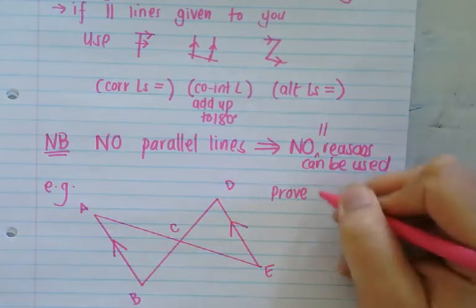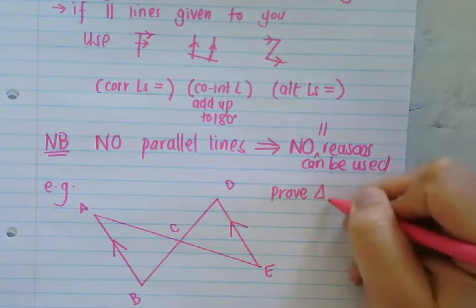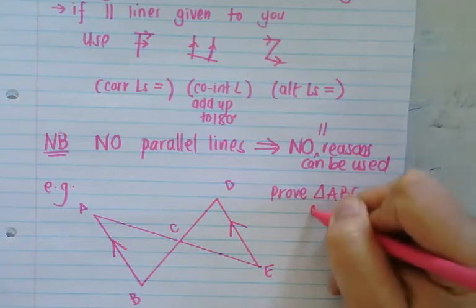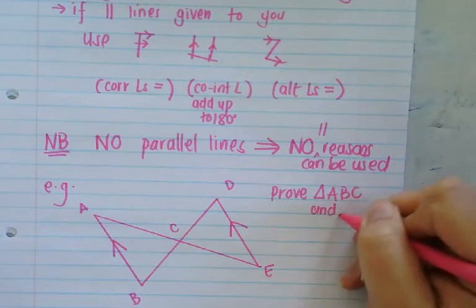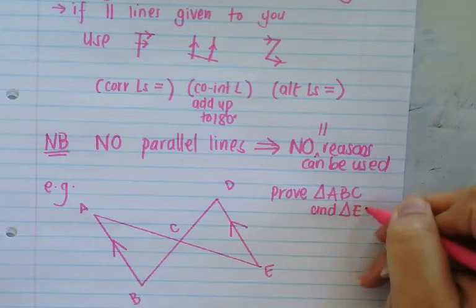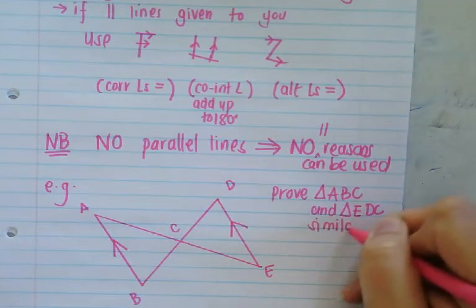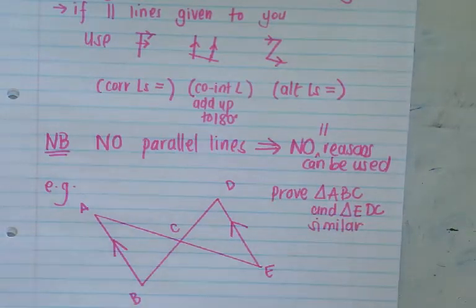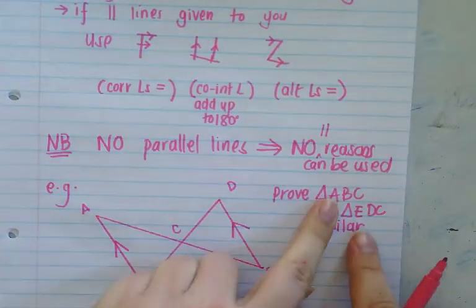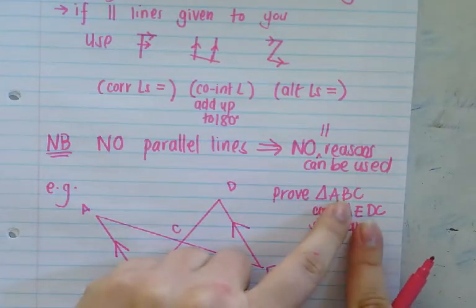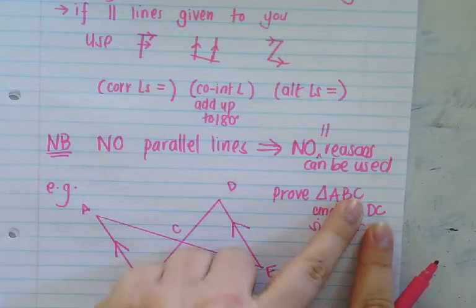And I'll tell you which the angles. Prove triangle ABC and triangle EDC similar. Since I gave you the triangle names, you can more or less work out which angles should be equal. We must be able to prove that A is equal to E, B is equal to D, and C is equal to C.